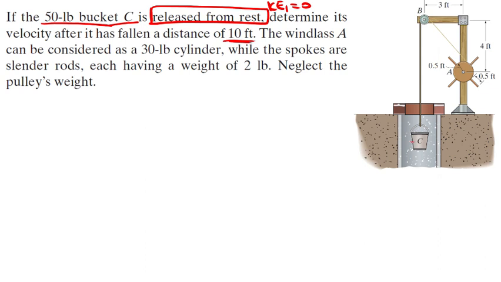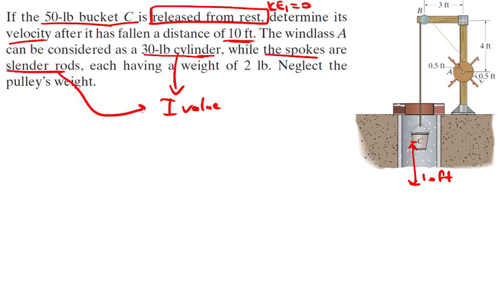So it falls a distance of 10 feet. What is its velocity? The windlass A has a weight of 30 lb, so you can consider it a 30 lb cylinder. This one is for the I value. While the spokes, you can see we have 1, 2, 3, 4 spokes, and they are cylinder rods, again for the I value. Each has a weight of 2 lb. Then neglect the pulley's weight.